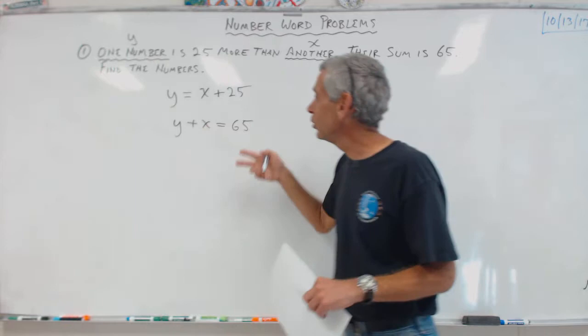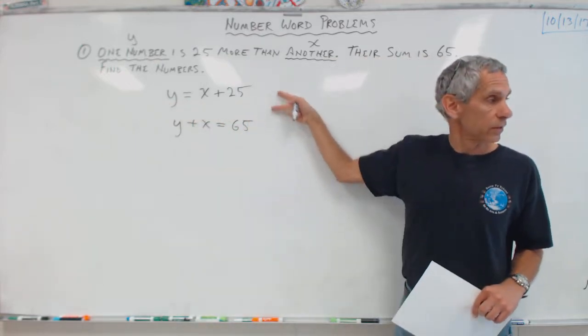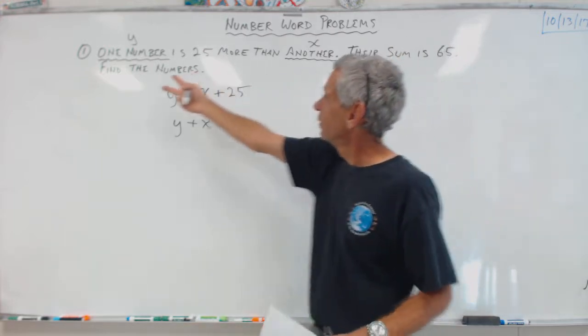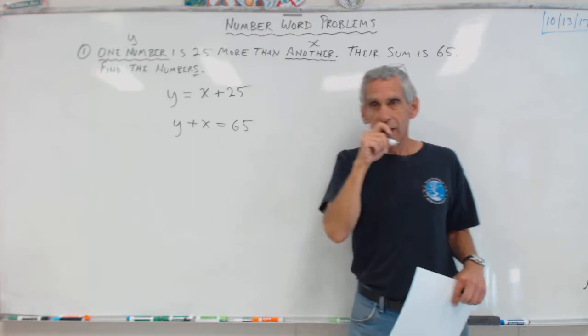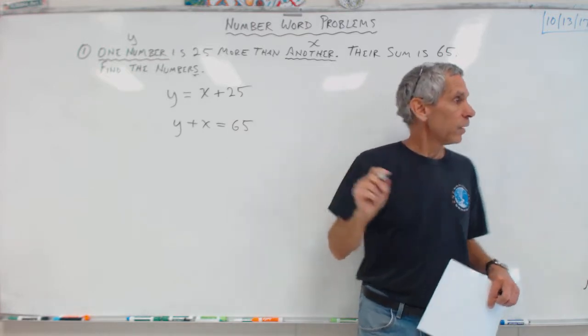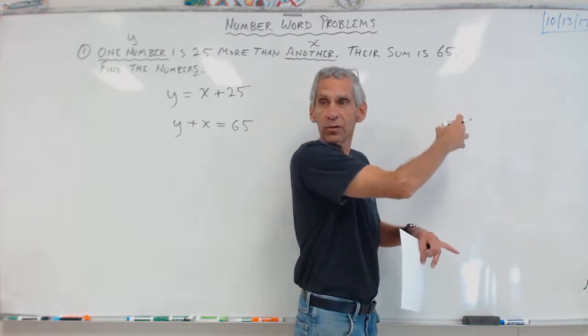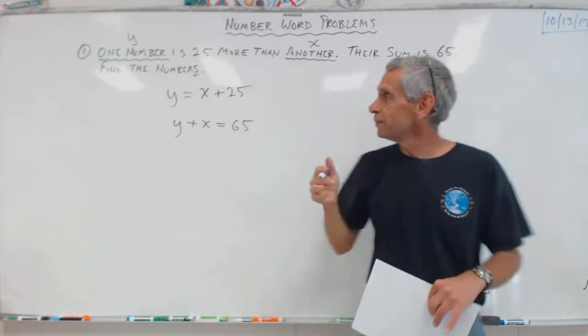Now, I have two unknowns. I have a y and an x, and I have two equations, right? And it says, find the numbers. I'm supposed to find both of them, right? Now, this is the cool part. It's magic. Remember when I did that other thing up here where you saw I circled what y equaled and I put it into the equation?